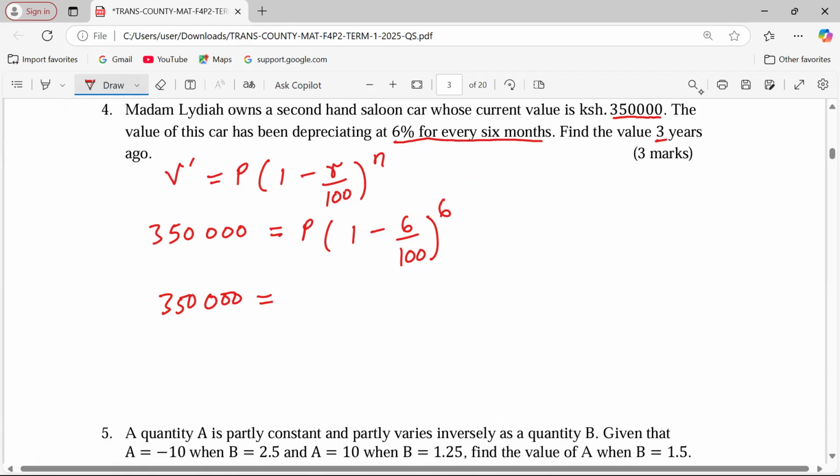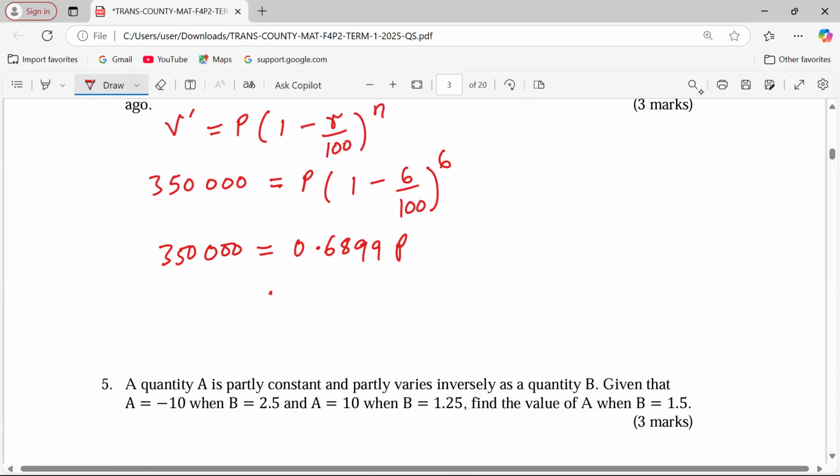You take 1 minus 6 over 100. Then this answer you raise to power 6. Then after that, I'm getting 0.6899, an estimation, multiplied by P. Then to remain with P, I have to divide now. So 350,000, I divide by the answer here, which is 0.699, and I'm getting 507.